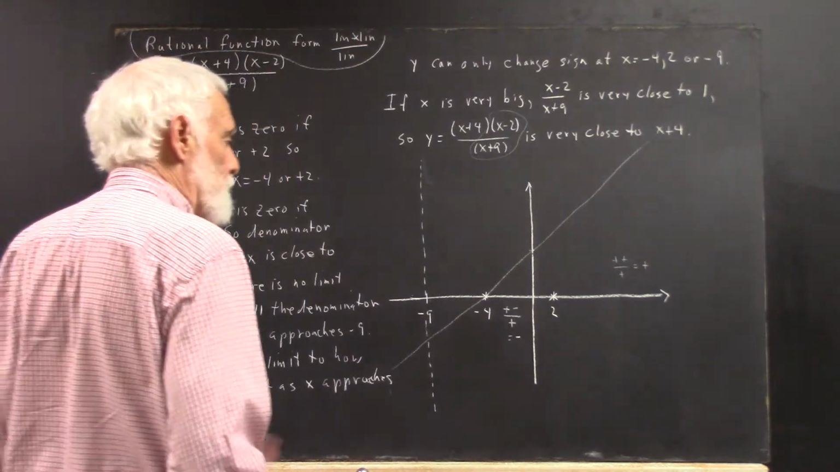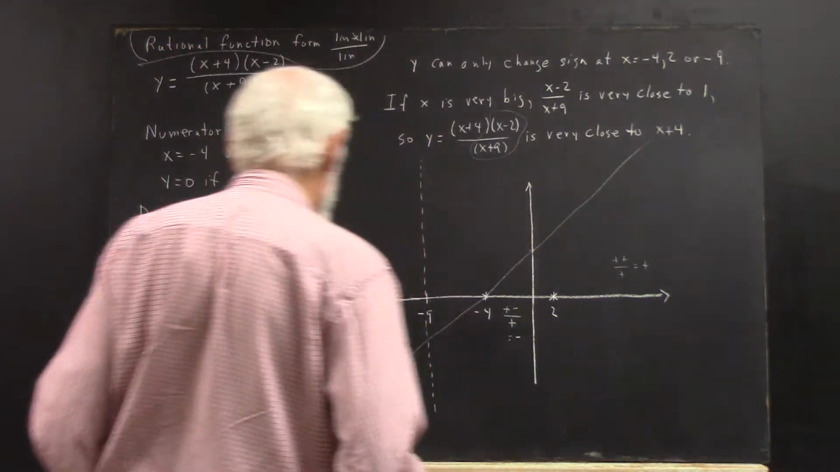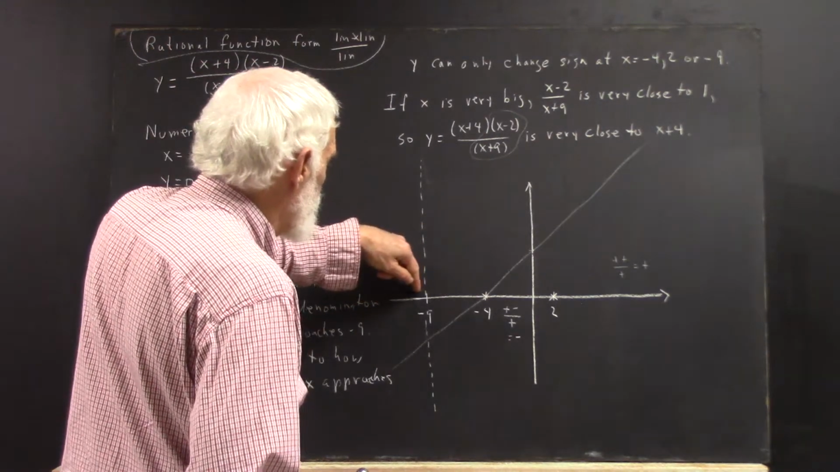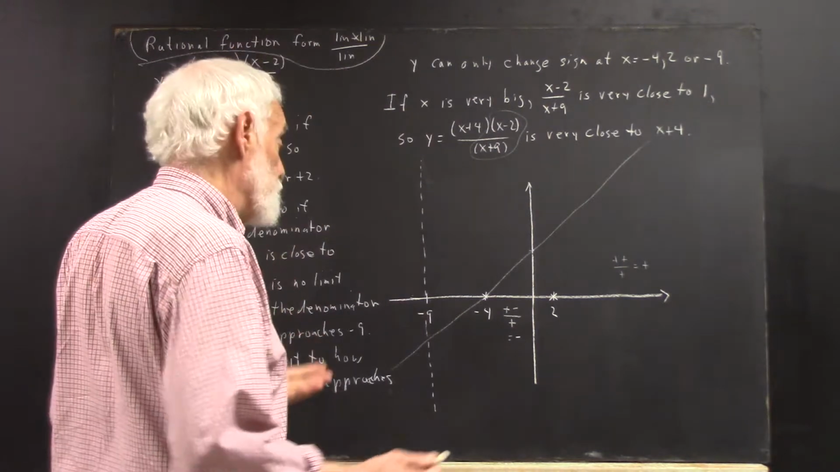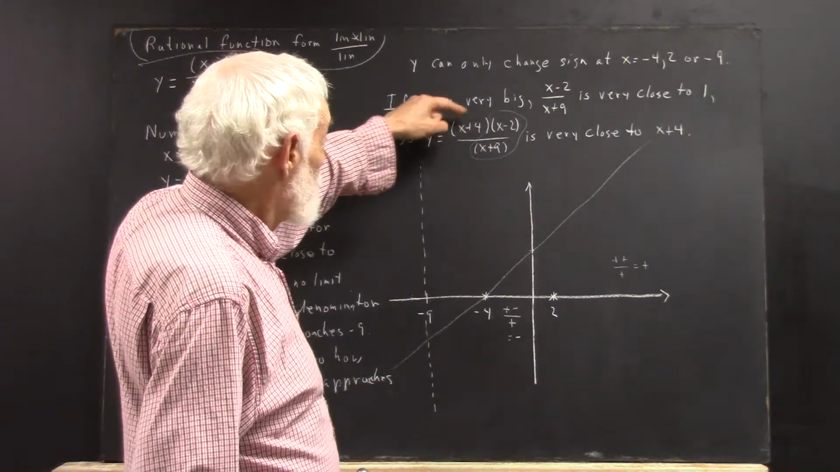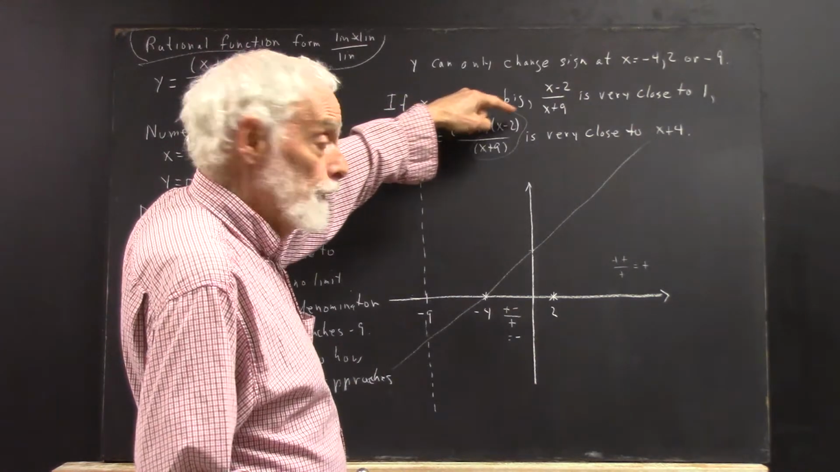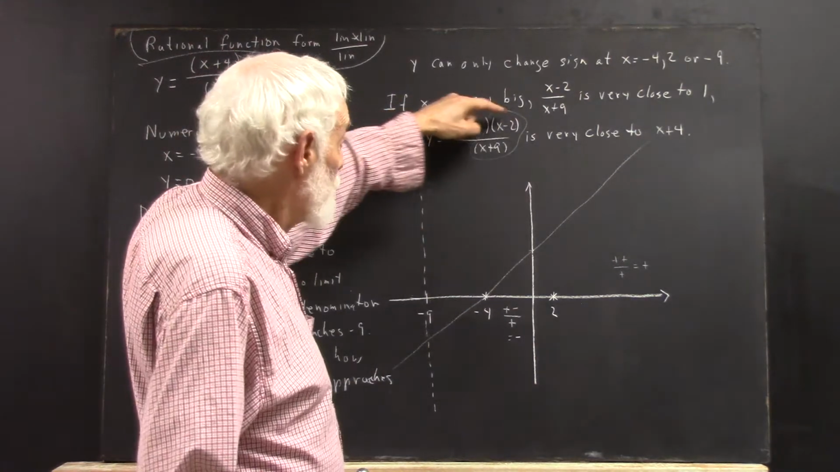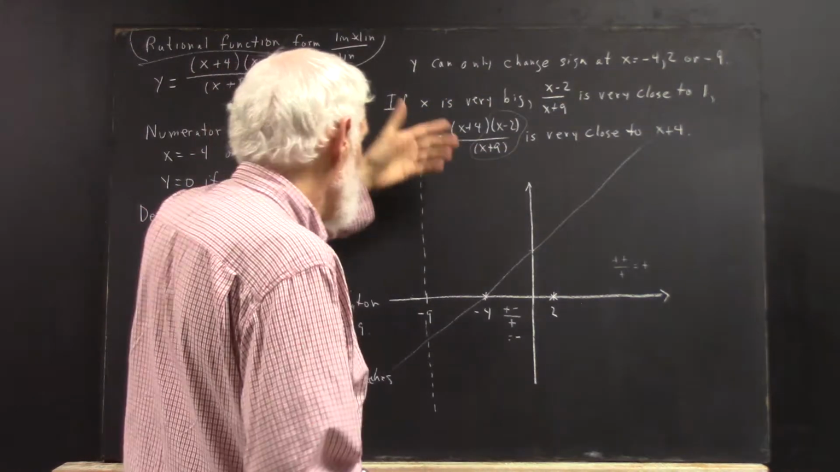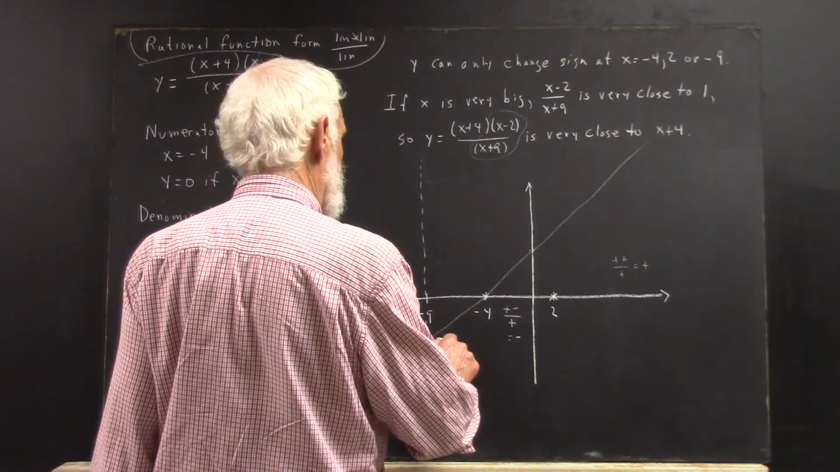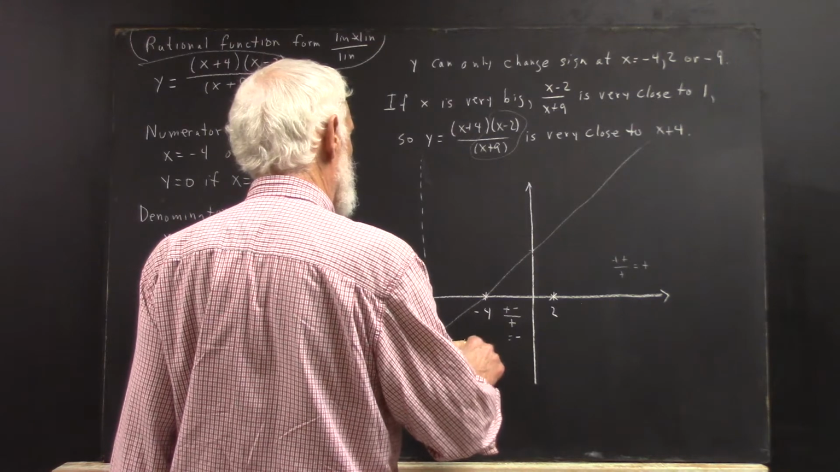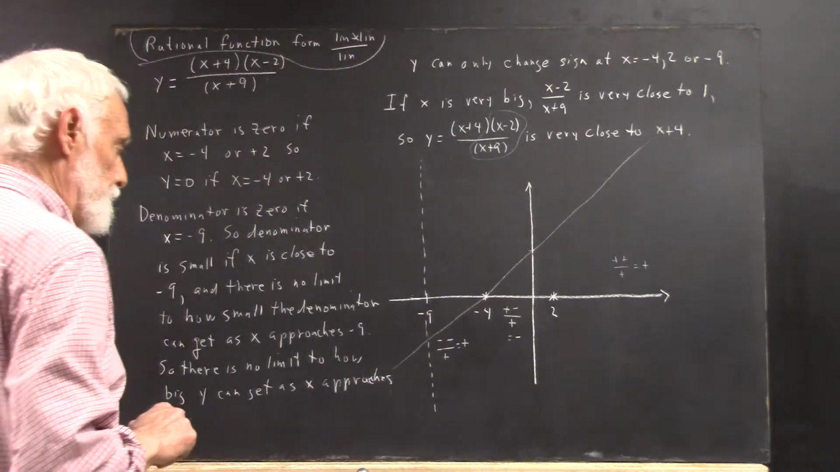And then, probably should have labeled that above the axis, but too late. Okay? And then between -4 and -9, we could pick a sample point, or we could reason it out. Just take -5. -5 plus 4 is -1. -5 minus 2 is -7. That's a negative and a negative. And -5 plus 9 is positive. Well, we see that we have a negative times a negative over a positive, which is positive between these points.